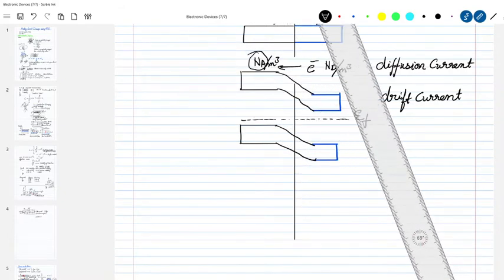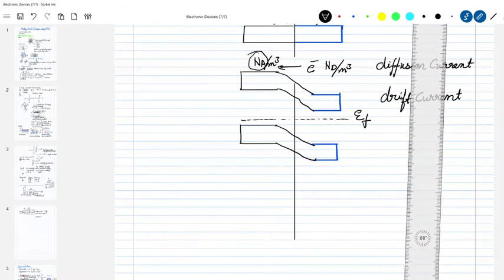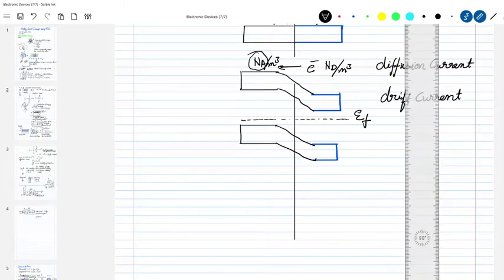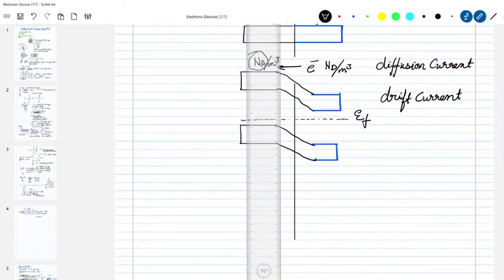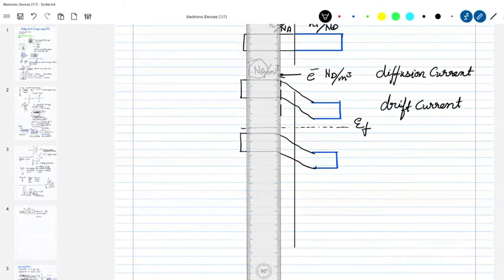So let me just draw. These lines are going to be helpful later on. Okay, so up to this, let's say I'm going to draw a dotted line.